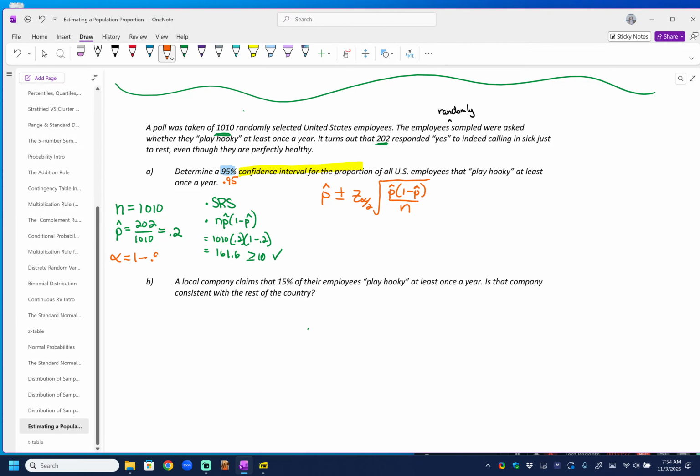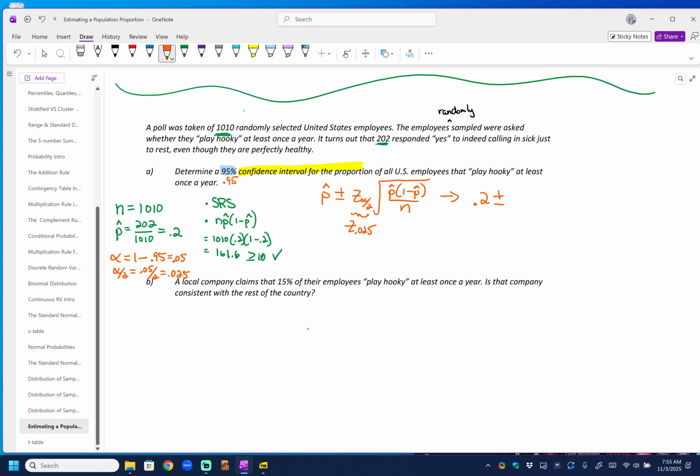But we don't want alpha. We want alpha over 2, which is going to be 0.05 over 2, which is 0.025. So basically, this right here is going to be z sub 0.025. Okay, so the rest is basically just filling in formula pieces. We have our p hat 0.2. We have our z sub 0.025. So just remember, you go to the t table for these guys.